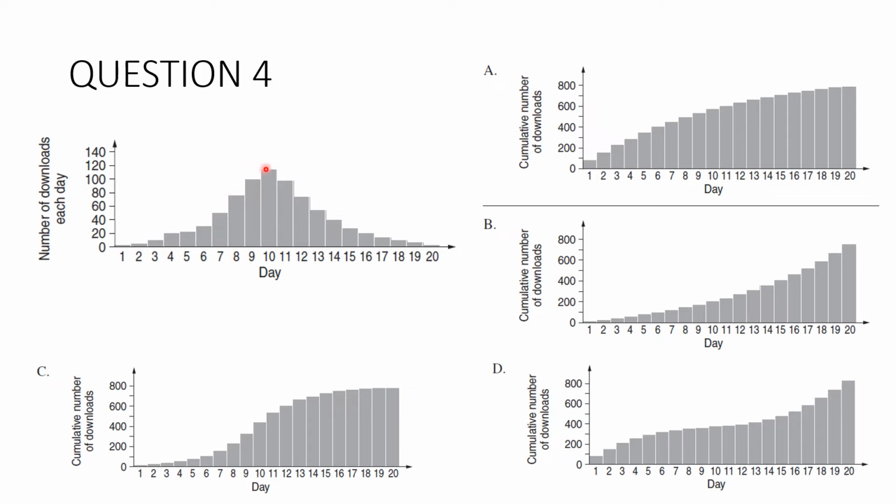Now we're going to peak here, and then we're going to slow down a bit. So that's going to mean that it's going to be C, isn't it? Because this one doesn't slow down, it keeps increasing. So our answer is C.